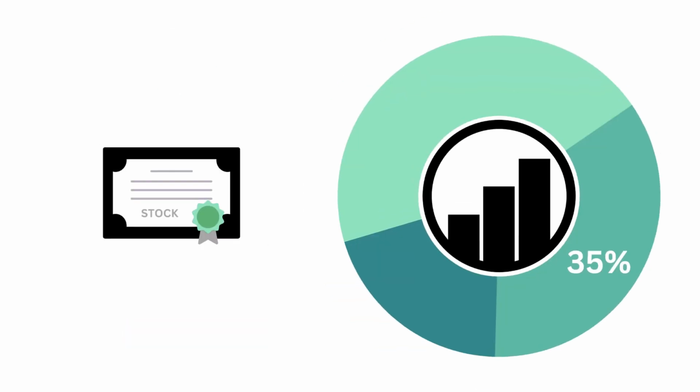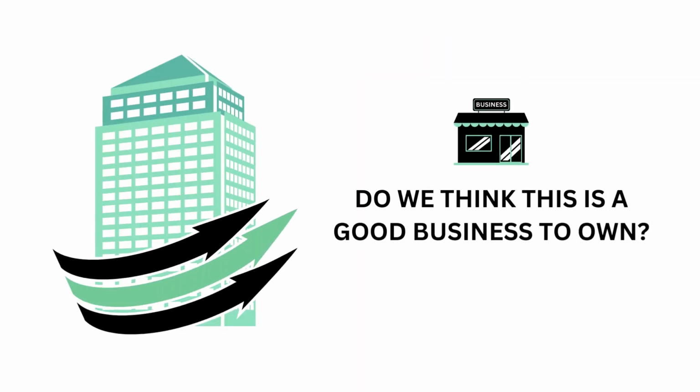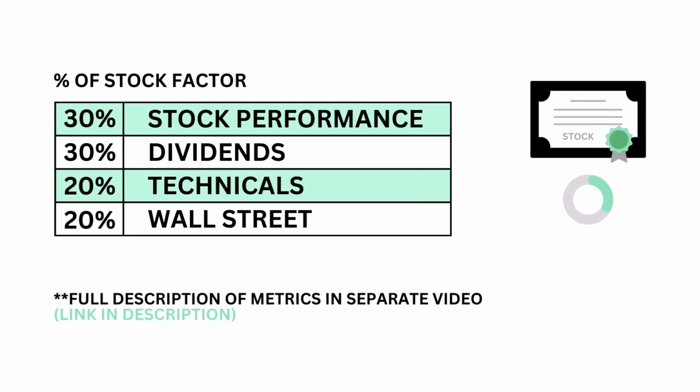Let's then look at the stock. The stock factor accounts for 35% of the analysis. The stock asks the question, will the company's stock perform well enough in the future to justify an investment? There are 4 metrics that make up the stock factor, from performance to Wall Street. Each are weighted based on importance to the price.